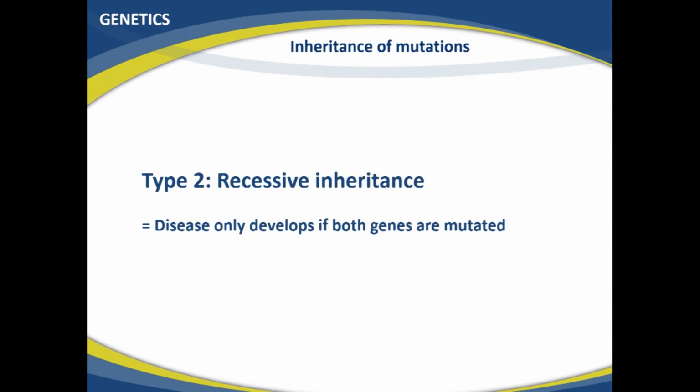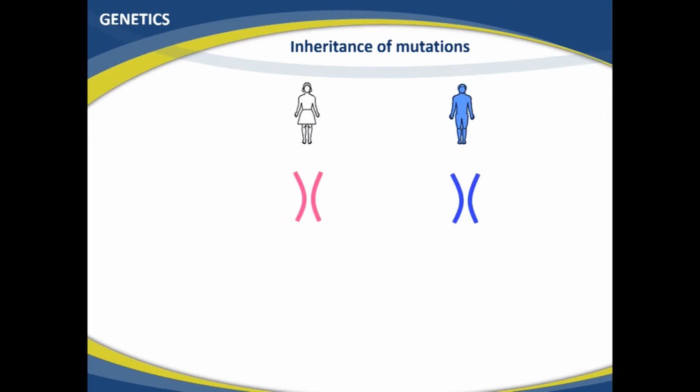Now there's something else called recessive inheritance. And that means you need 2 broken genes for this disease to occur. Let's look at another example. Again, we have 2 people. They have 2 copies of the lactase gene. That's the one that digests lactose, the one for lactose intolerance. And now let's make 2 of these genes lactose intolerant, so mutated.